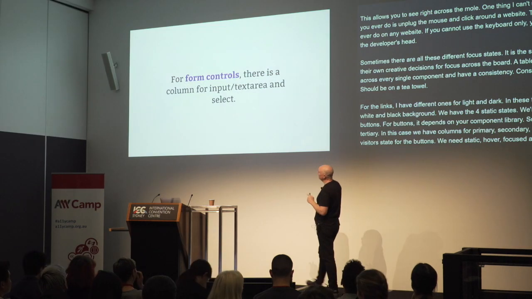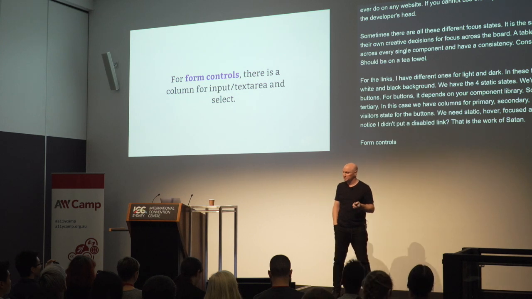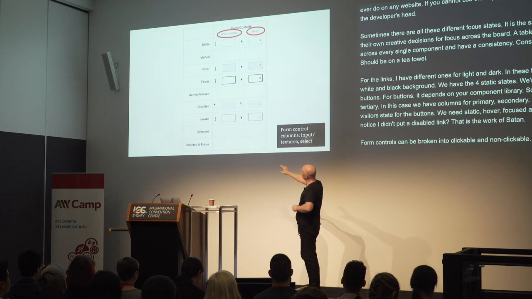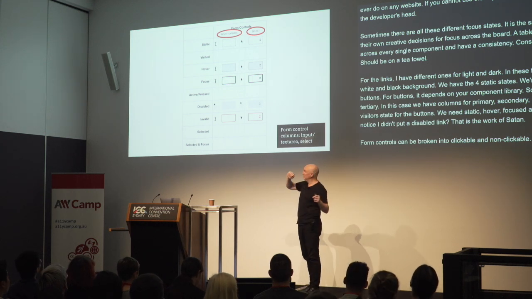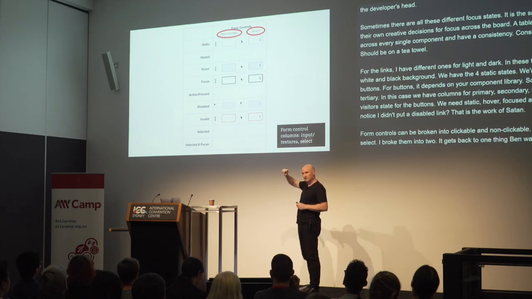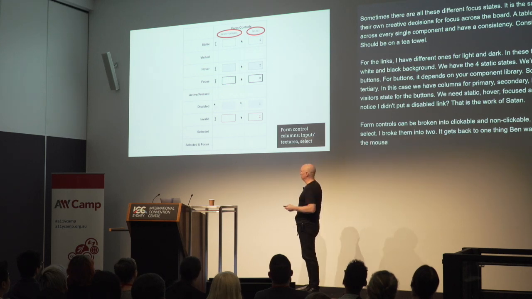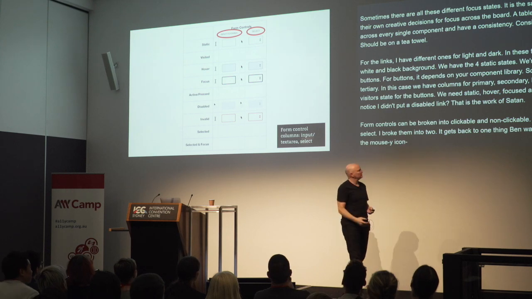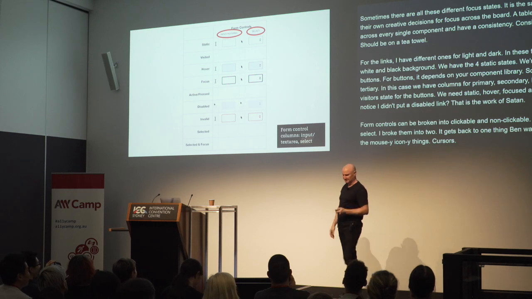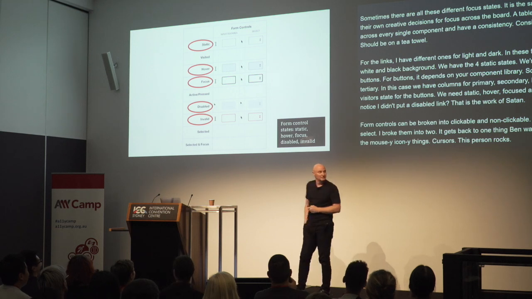Form controls. So we break form controls into clickable and non-clickable. So first of all, just basic form controls. These are for inputs, selects, and text areas. So we have input, text area and select. And I broke them into two. One of the reasons gets back to one thing Ben was talking about earlier. You may not be able to see this, but I'm mapping all the, what am I calling them? Mousy icon-y things. Cursors, thank you. Had a brain fart there. Is that going to come up? Oh, yes! This person rocks. Okay, so for these things, we need static, hover, focus, disablement.